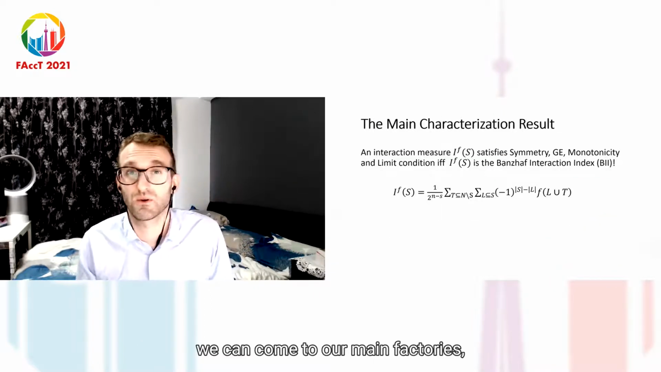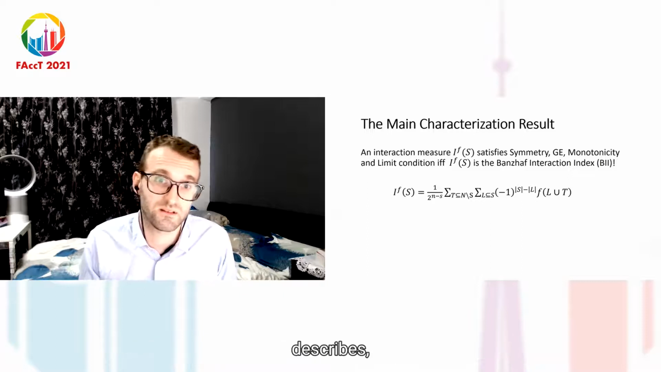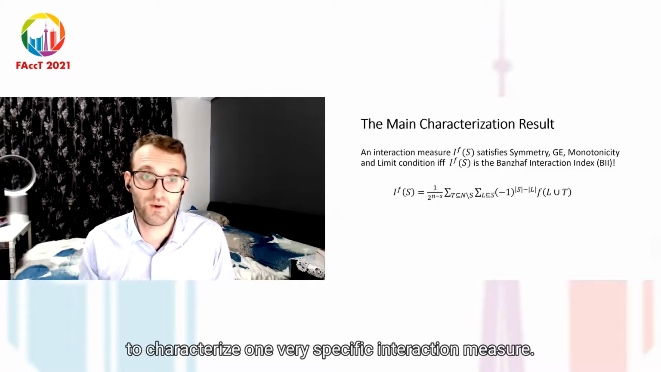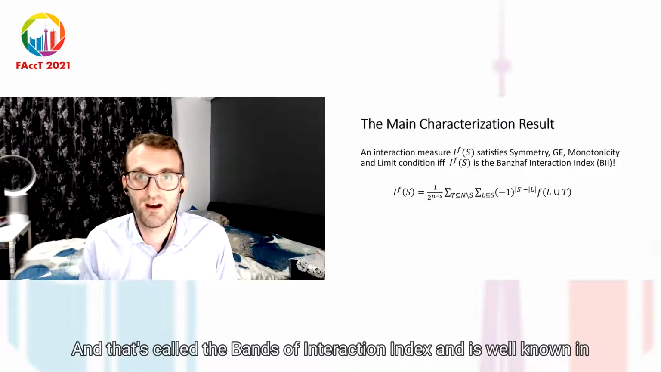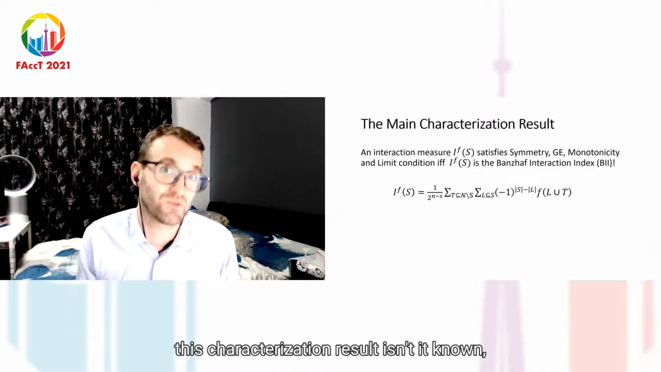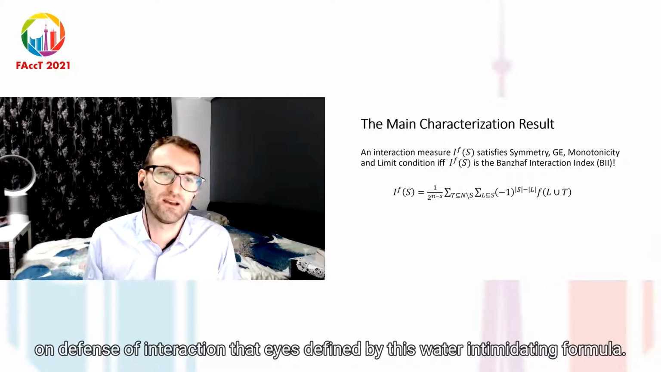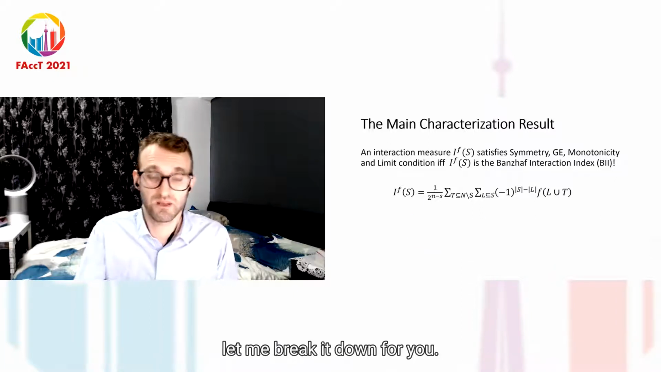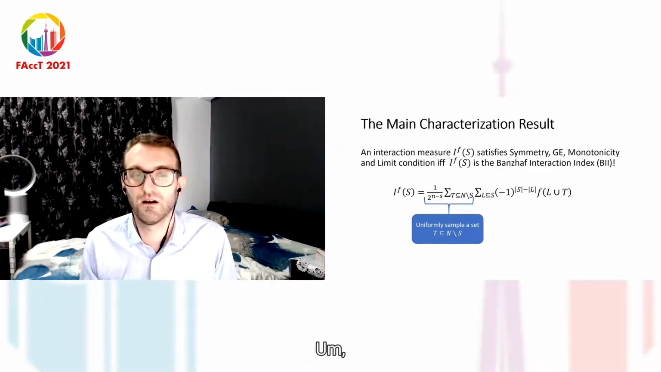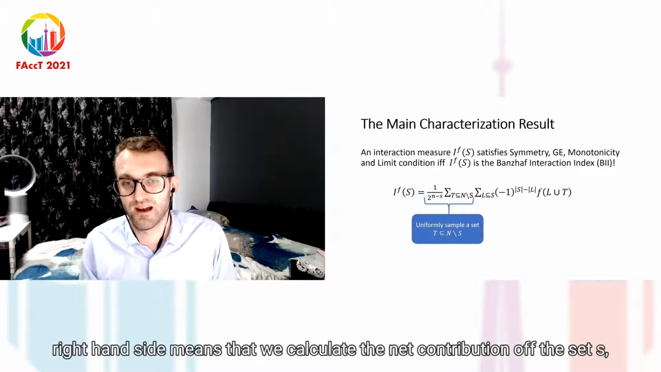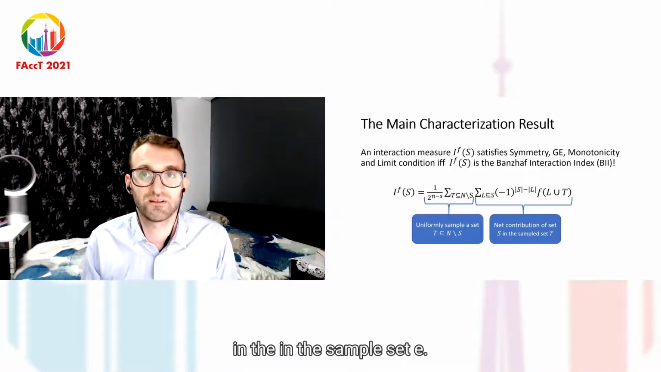And with this, we can come to our main characterization result. It states that the four axioms we just described are enough to characterize one very specific interaction measure, and that's called the Banzhaf interaction index, and is well known in cooperative game theory, even though this characterization result isn't known. And the Banzhaf interaction index is defined by this rather intimidating formula here. Let me break it down for you. So the left side just means that we uniformly sample a set T, and the right-hand side means that we calculate the net contribution of the set S in the sampled set T.